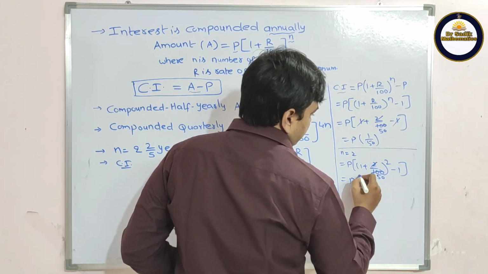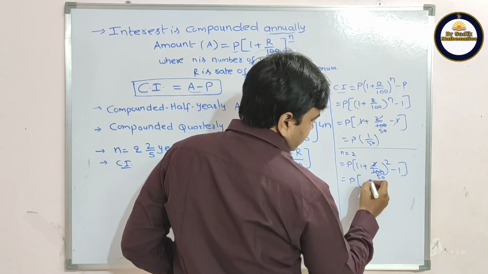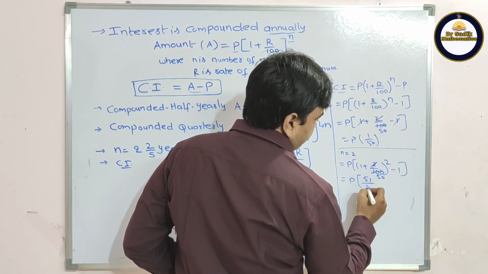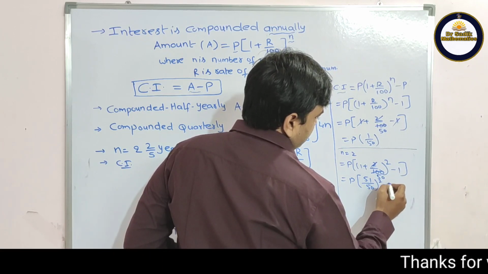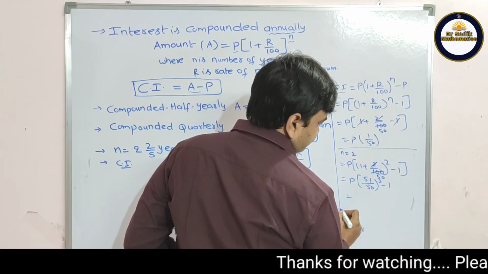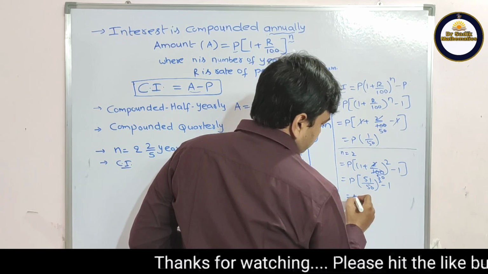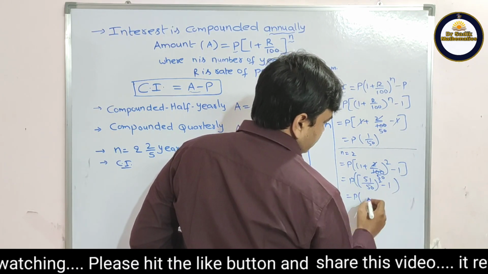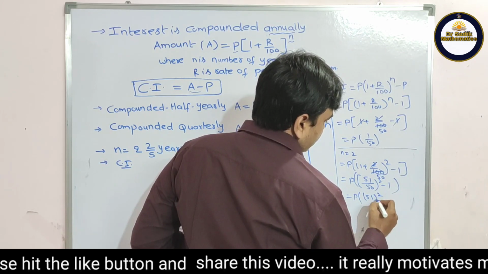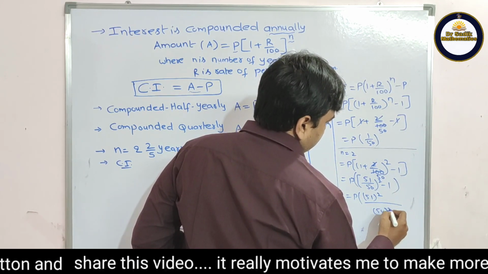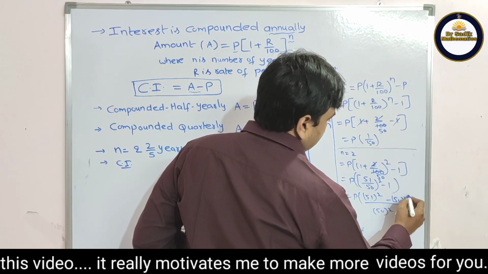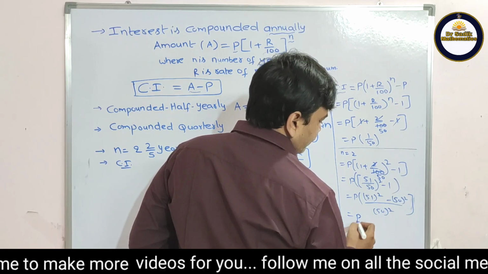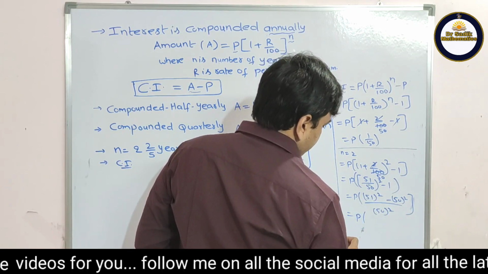1 by 50 means the LCM is 50. 51s are 50 plus 1. So 51 by 50 whole square minus 1. P is common, friends, here. P into 51 square, and the LCM is 50 square. So we get P into (51 square minus 50 square) by 50 square.